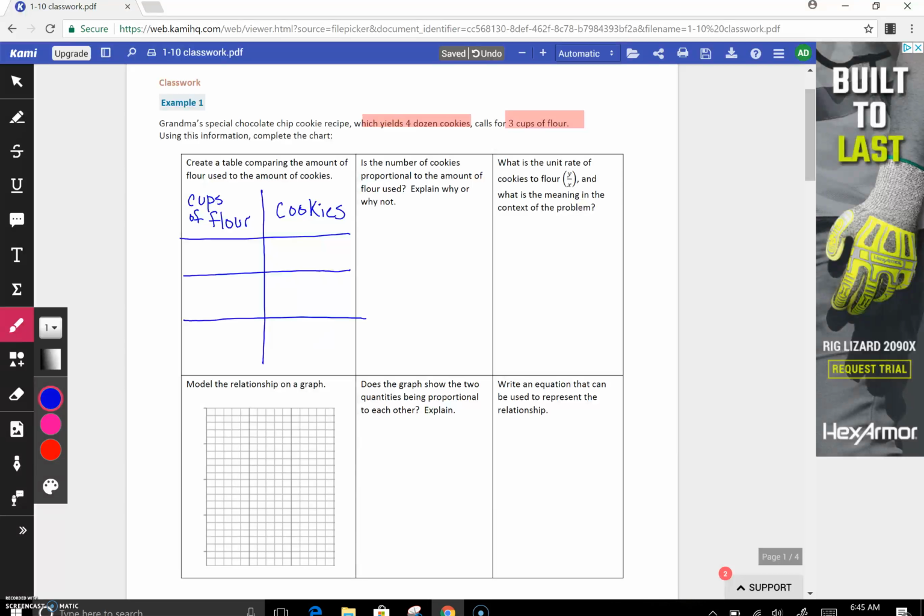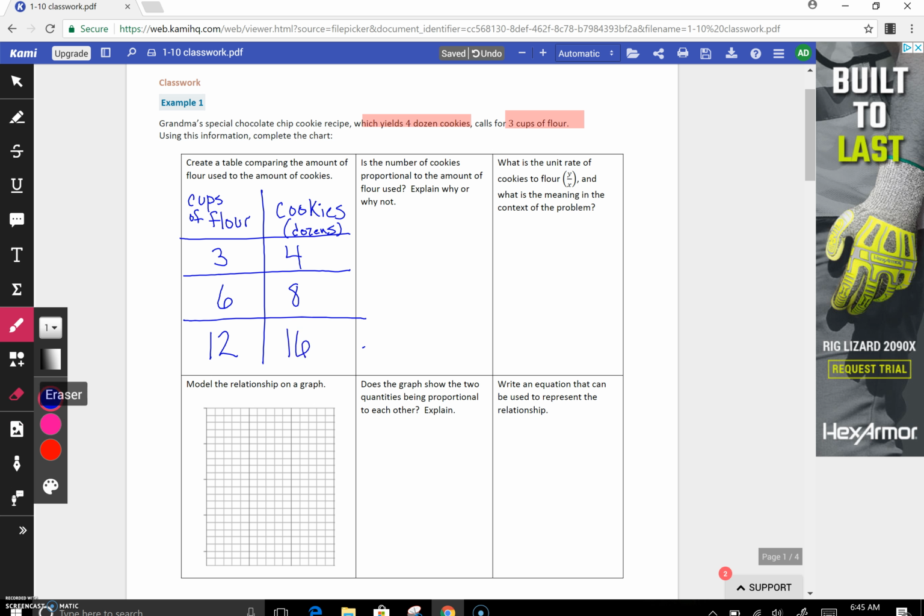Here come our numbers. For 3 cups of flour, we know that that would yield, or that would produce 4 dozen cookies. Now I got to remember to put that our cookies are in dozens here. It doesn't mean 4 cookies, 4 dozen cookies. If that's true, then 6 cups of flour would give you twice as many dozen cookies, 8. And if we doubled it again and did 12 cups of flour, that would double our dozens again to 16.